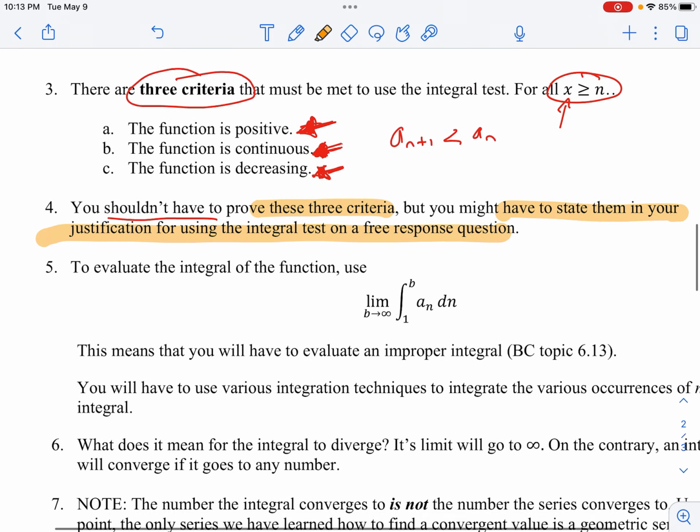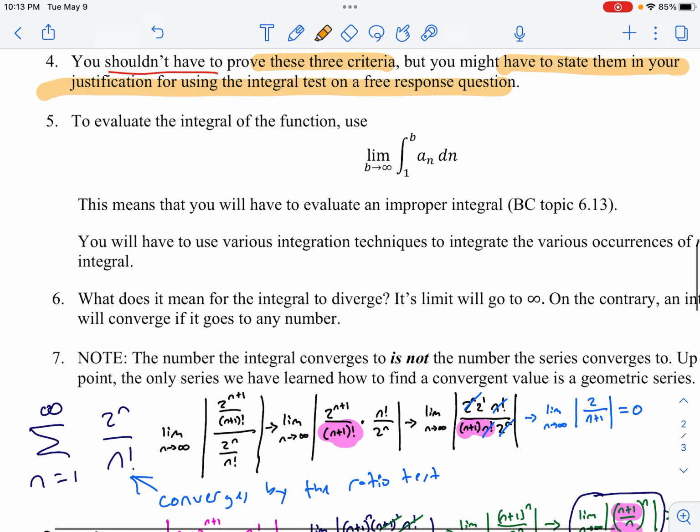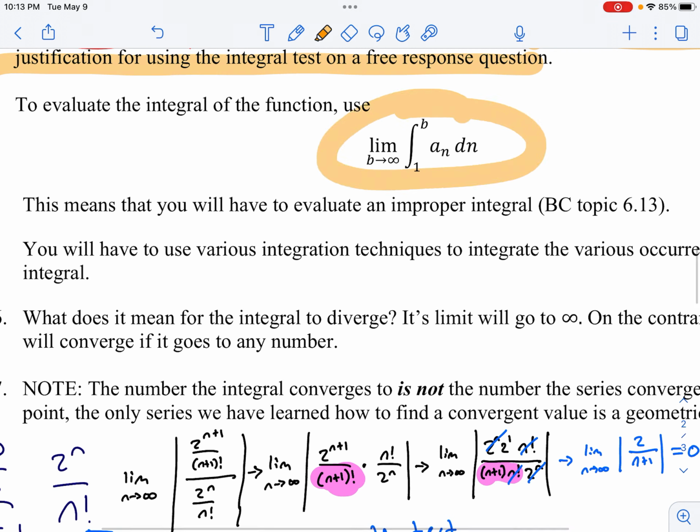Okay, now, so how do we evaluate the integral of that function? Because our series is going to infinity, that means we're going to have an integral that goes to infinity. We did improper integrals already. That was BC topic 6.13. So you're going to find the limit as b goes to infinity of your integral. Your bounds are 1 to infinity, 1 to b.